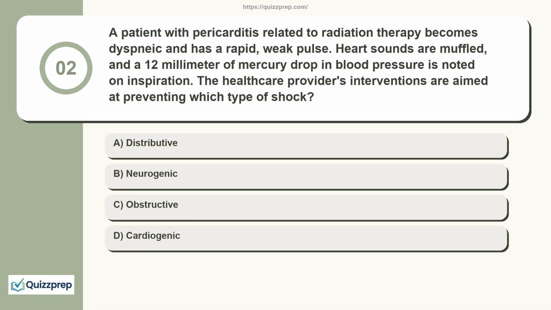Question 2. A patient with pericarditis related to radiation therapy becomes dyspneic and has a rapid, weak pulse. Heart sounds are muffled, and a 12 mm of mercury drop in blood pressure is noted on inspiration. The healthcare provider's interventions are aimed at preventing which type of shock? Distributive, neurogenic, obstructive, cardiogenic.